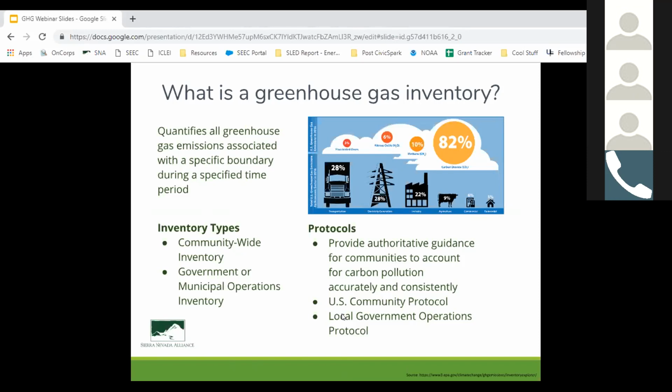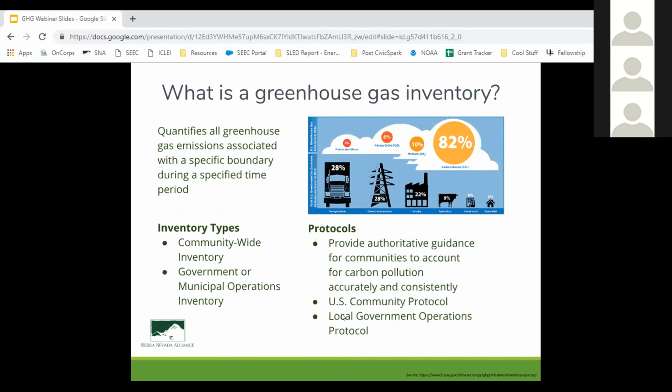So the U.S. Community Protocol was developed by ICLEI, Local Governments for Sustainability, and was released in 2013. And this was designed to inspire and guide U.S. local governments to account for and report on greenhouse gas emissions associated with the communities that they represent. The Local Government Operations Protocol was developed by a few different stakeholders, the California Air Resources Board, the Climate Action Registry, and ICLEI again. And this was designed to provide a standardized set of guidelines to assist local governments in quantifying and reporting greenhouse gas emissions associated with their government operations.